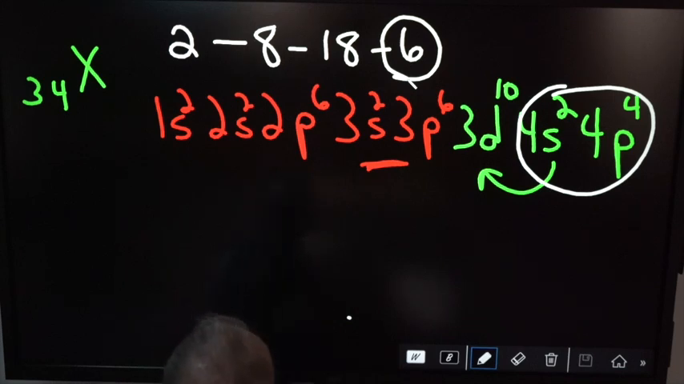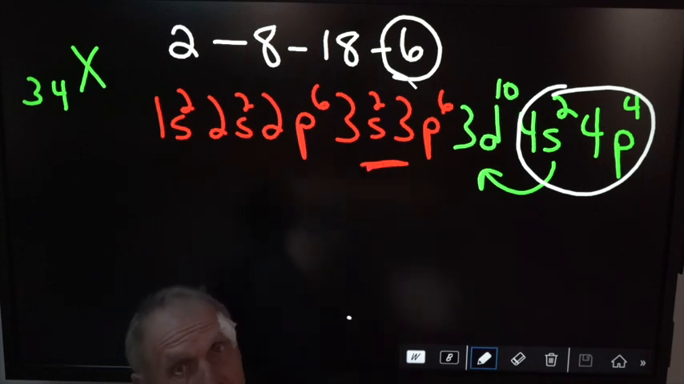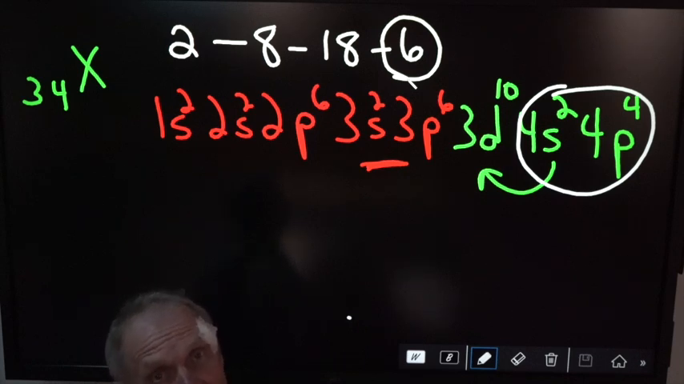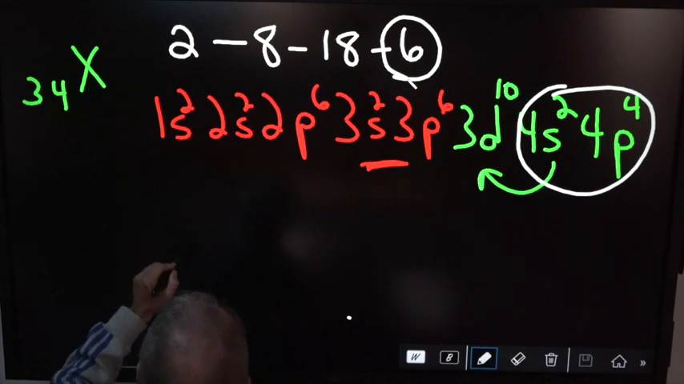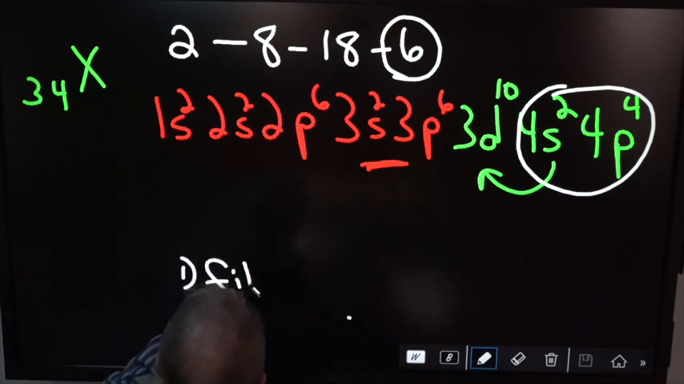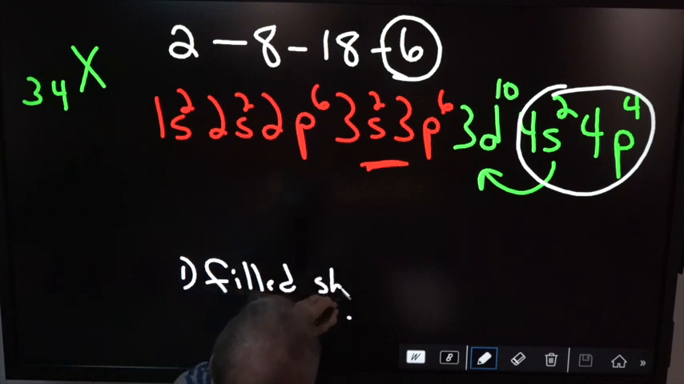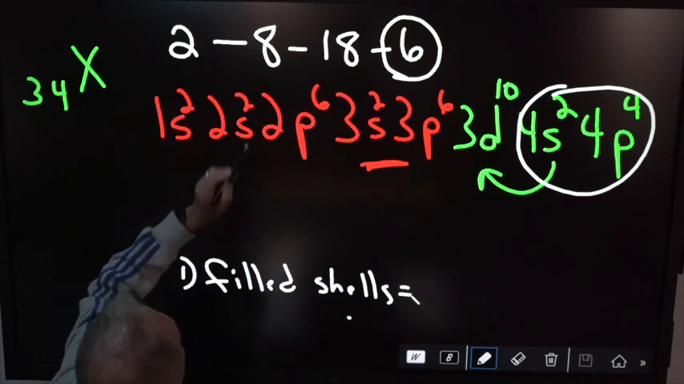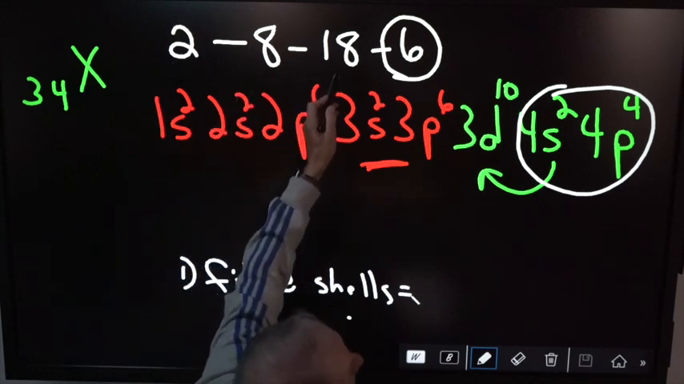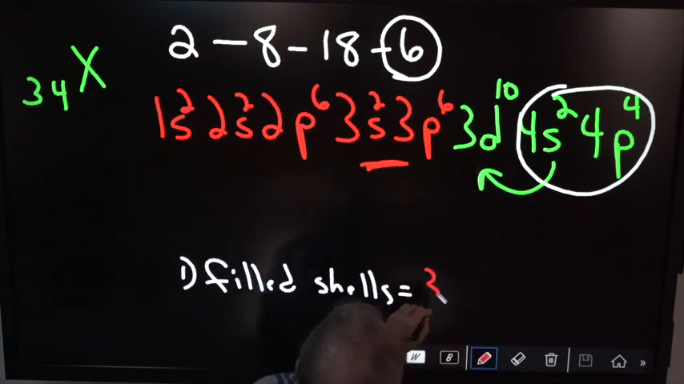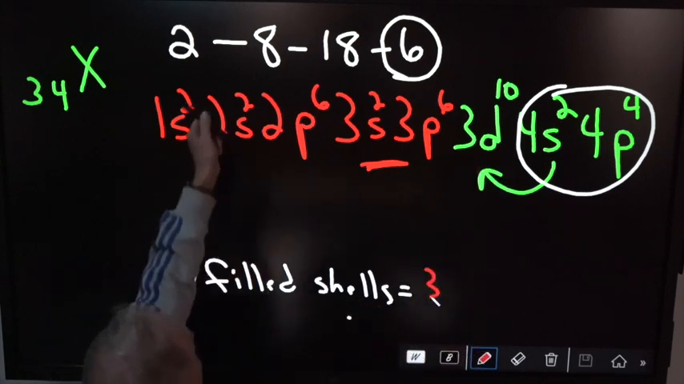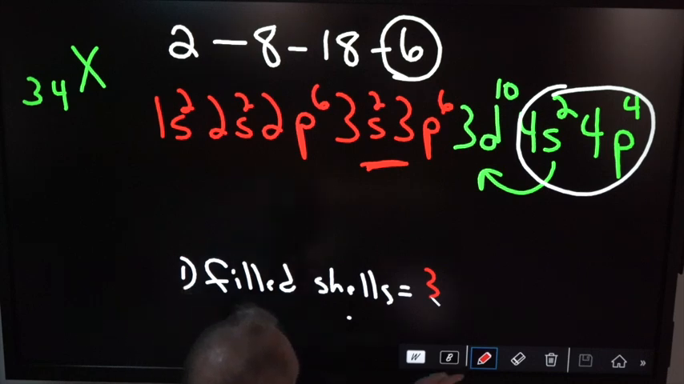Now watch. What if I ask for filled shells? How many filled energy levels or shells do you see here? So I'm going to go like this. Filled shells. 2 in the first shell, 8 in the second, 18 in the third. They're all filled. So filled shells would be 3 filled shells. 2, 8, and 18.